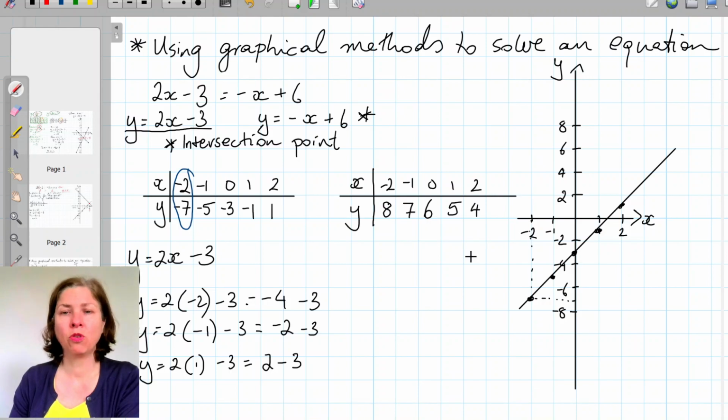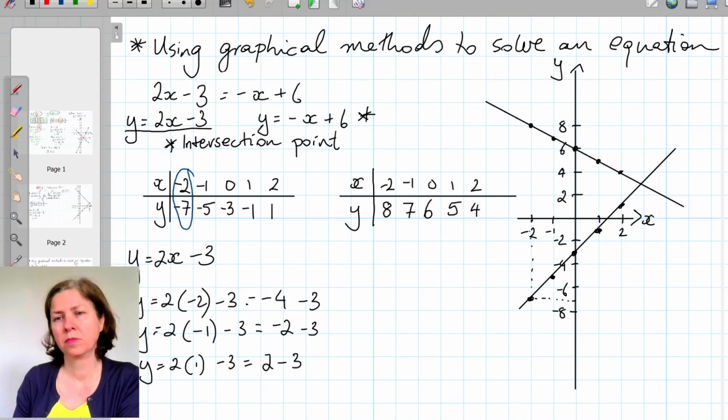And when x is 2, I get negative 2 plus 6, that's 4. So I can mark all of these points in: negative 2, 8, negative 1, 7, 0, 6, 1, 5, and 2, 4. And then I join them with a straight line.